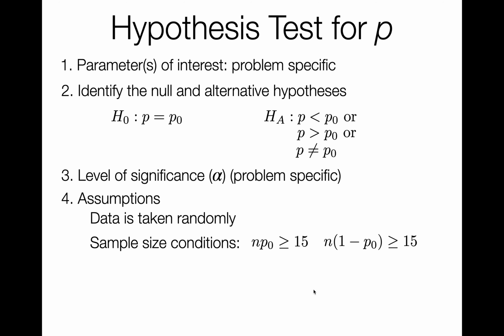Okay, so they change slightly for every situation that we've been in. For this situation, the sample size conditions are n times P naught, and that P naught is the hypothesized value, greater than or equal to 15, and n times 1 minus P naught greater than or equal to 15. If those are met, we can move forward. If they're not met, then we can't. If they're met, then I can assume that P hat has this normal distribution. Great. This informs us of how to make the test statistic in step 5.